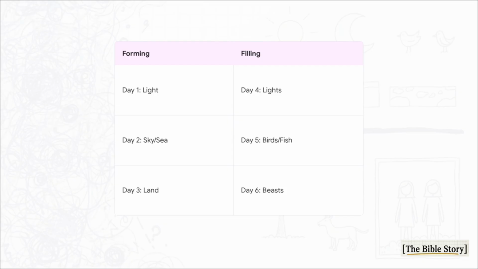Take a look at this. Day 4 explicitly fills the space created on day 1. The realms of light and dark are filled by the sun, moon, and stars. Then day 5 fills the spaces from day 2. The sky and the waters are populated by birds and sea creatures. And day 6 fills day 3. The dry land and plants become the home and sustenance for land animals and eventually man.